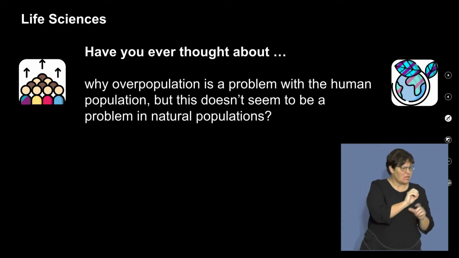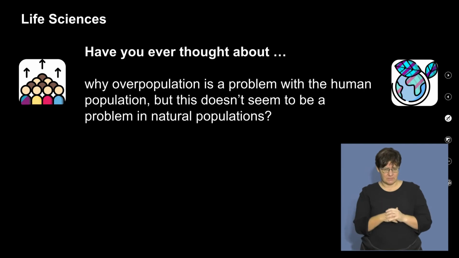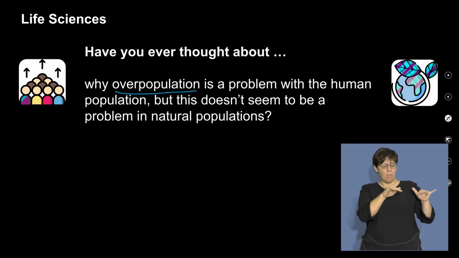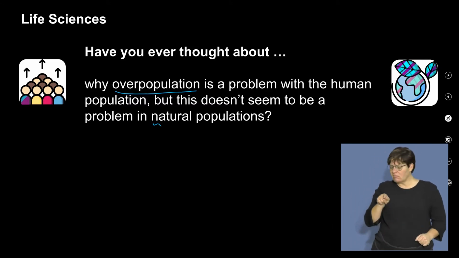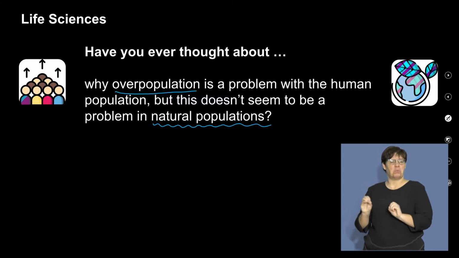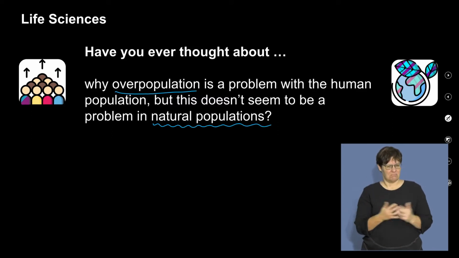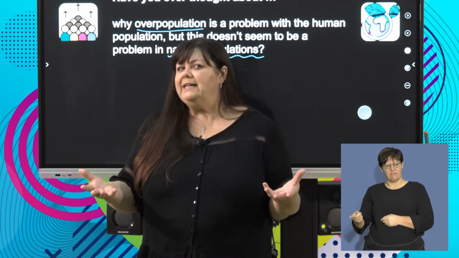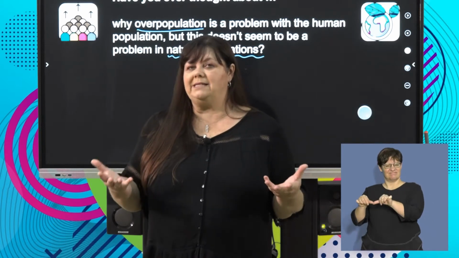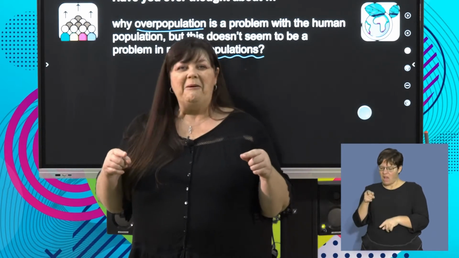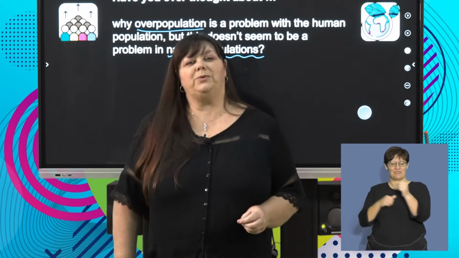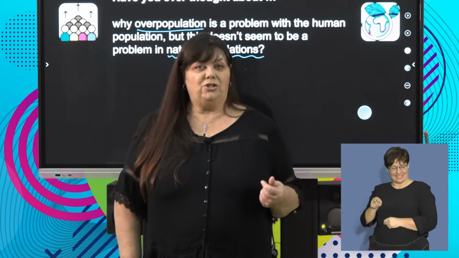And let's consider this question. Have you ever thought about why overpopulation is a problem with the human population, but this doesn't seem to be a problem with our natural populations? What's the deal with natural populations? How can they seem to maintain their size? Are there things working behind the background? Yes, there are. And that is what we're going to focus on in today's lesson.